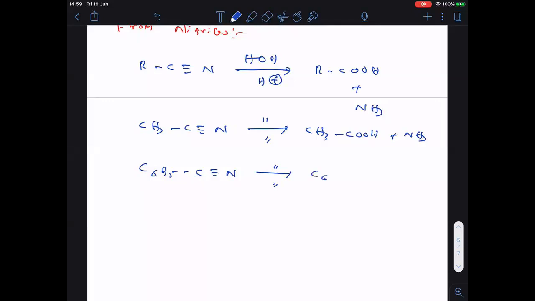What is the acid formed here? Acid formed is C6H5COOH plus NH3. What is C6H5COOH? Benzoic acid plus ammonia. So in this way, remember everyone, cyanides on hydrolysis give acids, carboxylic acids. I hope you are understanding this one.